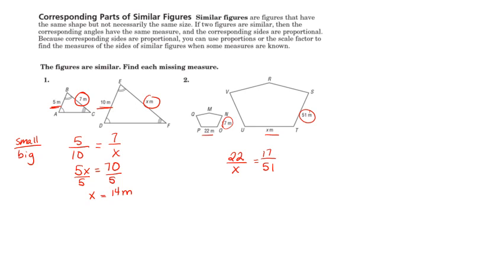Once I have things lined up, I'm just going to multiply 17 times x equals 22 times 51. 22 times 51 is 1,122. Then I just divide by 17 on both sides, so x would be 66 meters.